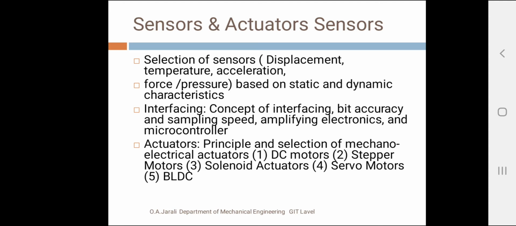Now we will discuss actuators. So what is an actuator? The principle and selection of mechano-electrical actuators: DC motors, stepper motors, solenoid actuators, servo motors, BLDC. We will discuss different types of motors, different types of actuators.